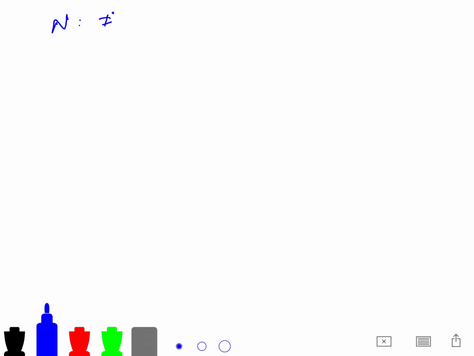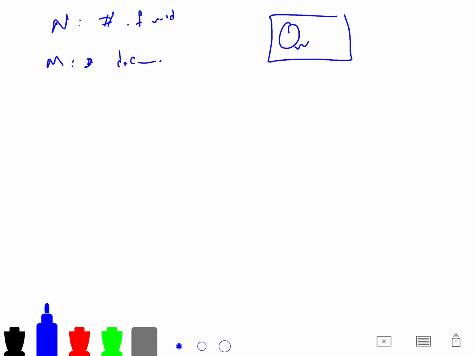So assume n is the number of words and m is the number of documents. So we start with the traditional unigram model. So this is W, this is N. We have n words, we have m documents. So this is called a unigram model.